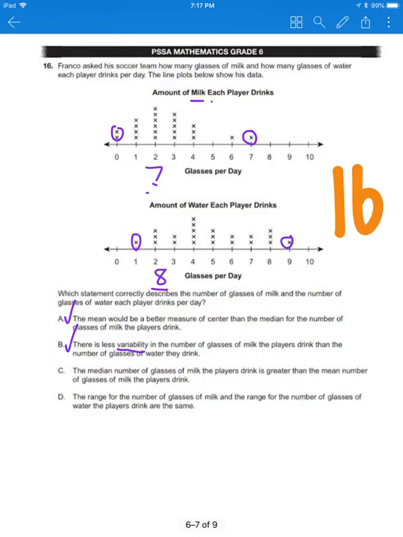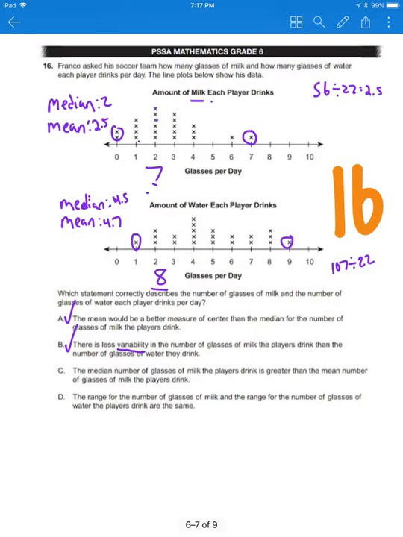All right, C. The median number of glasses of milk the players drink is greater than the mean number of glasses of milk the players drink. So I have to find the median and the mean of each one. Remember, median is the middle number. And mean means I have to add up the numbers and divide by however many there are. So I'm going to pause this, find the mean and the median of each one, and then restart it. Okay, so I found here the mean. When I added these numbers up, they added up to 56 divided by 22, and I rounded it to 2.5. So that's the mean.